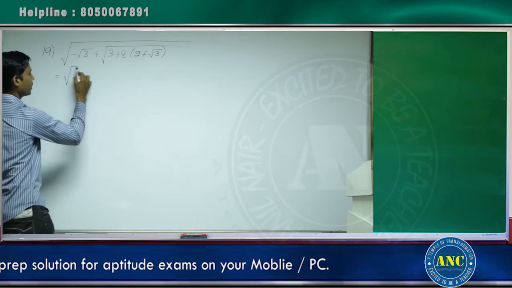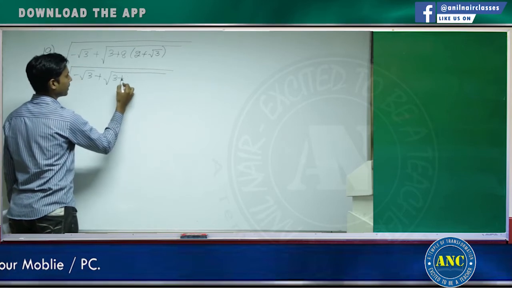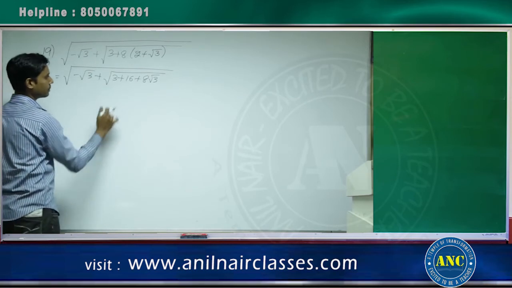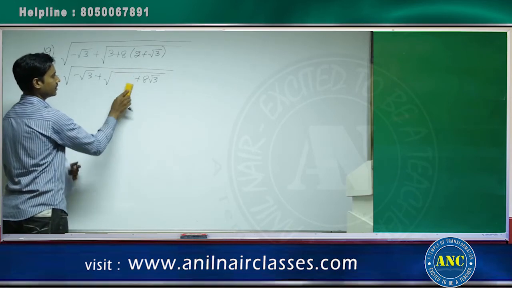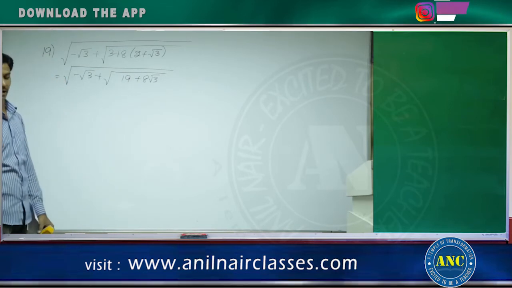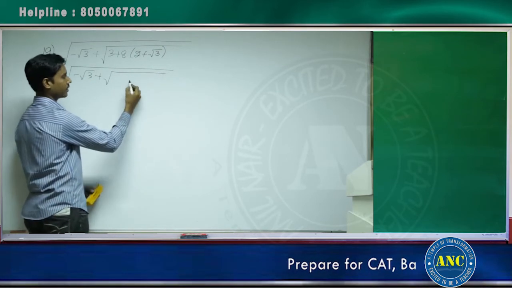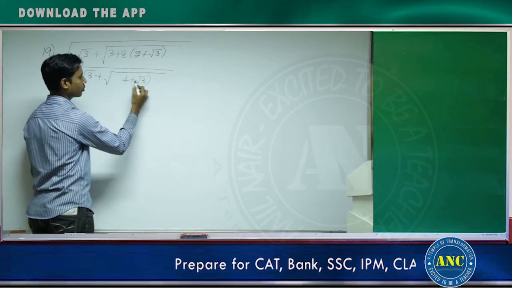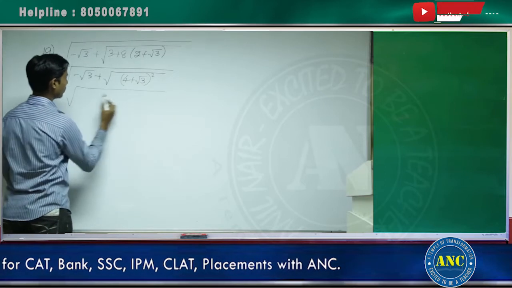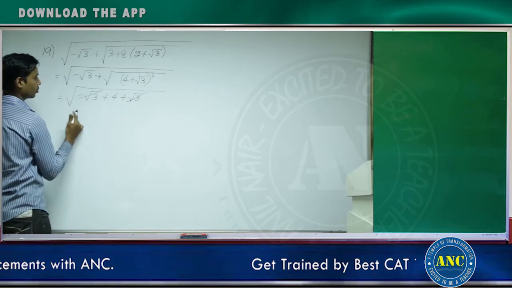If I further simplify, square root of minus root 3 plus root of 3 plus 16 plus 8 root 3. 3 plus 16 is nothing but 19. This is 19 plus 8 root 3. Again, if I apply the same logic whatever I have discussed earlier, 19 plus 8 root 3 is nothing but 4 plus root 3 whole square. Just expand it and check it out. Square and square root will get cancelled. Now you are only left with square root of minus root 3 plus 4 plus root 3. Plus root 3 minus root 3 cancels.